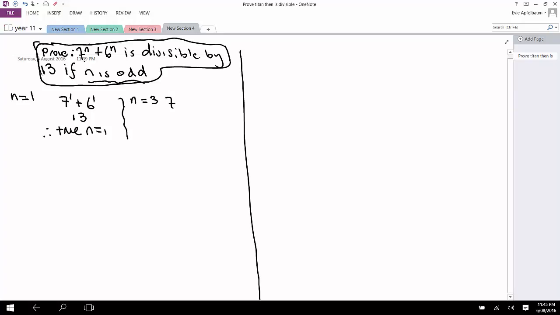We know 7 to the 3 plus 6 to the 3, that's going to be 343 plus 216, which is 559, and as everybody knows, that's 43 times 13. Therefore, that will also be divisible by 13. Therefore, true, n equals 3.